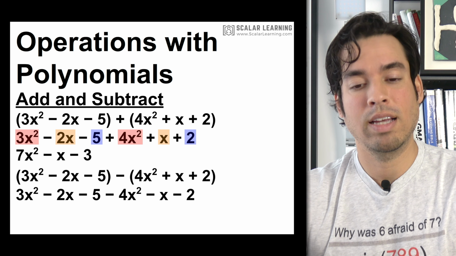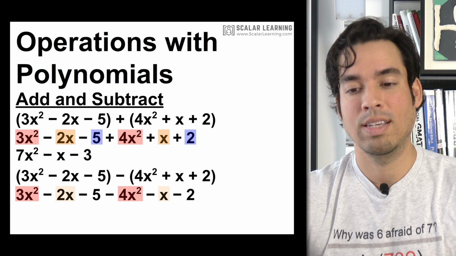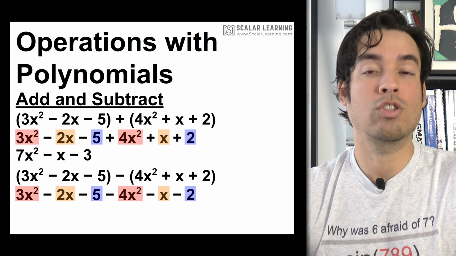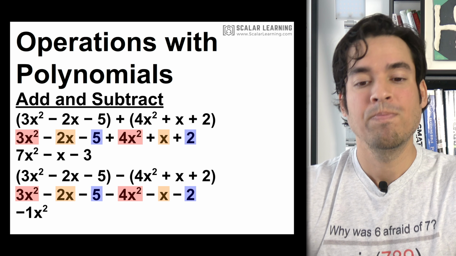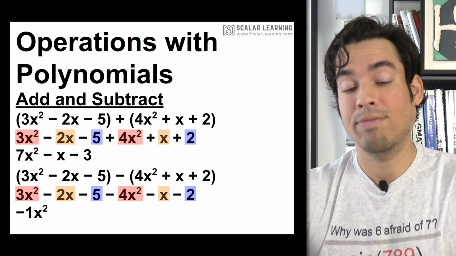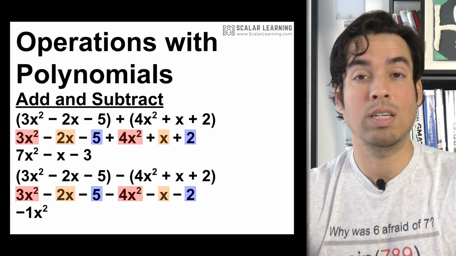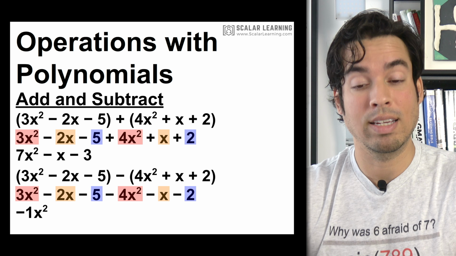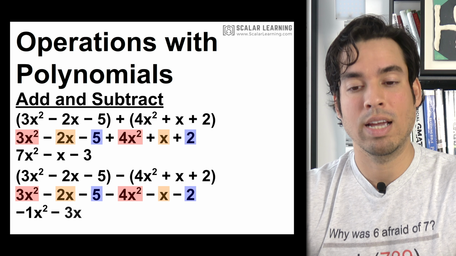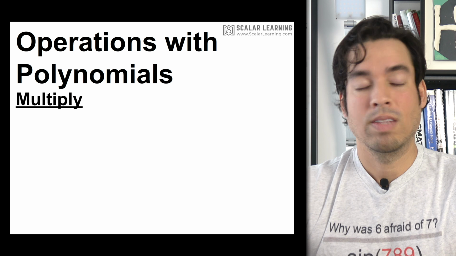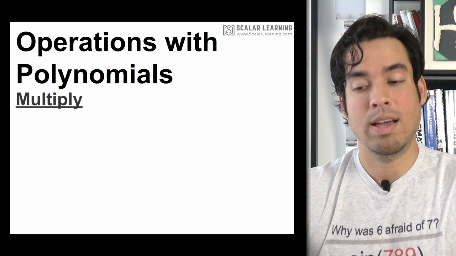Again, let's identify the like terms: the x squareds, the x's, and the constants. 3x squared minus 4x squared is negative x squared. I put the 1 there, you don't have to, but it is negative 1x squared. The negative 2x and negative x, both same team, both negatives, so we get negative 3x. And last but not least, negative 5 and negative 2 make negative 7. Now let's talk about multiplying polynomials.